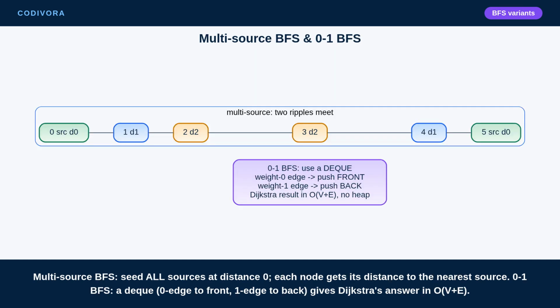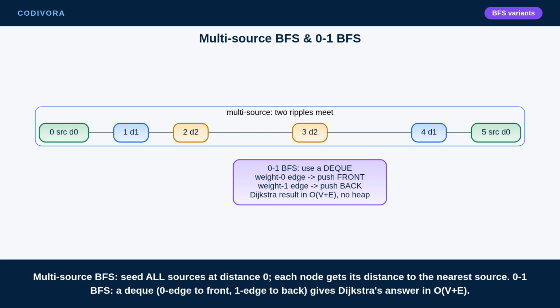Two quick BFS variants worth knowing. Multi-source BFS changes just one line. Instead of one start, you put every source into the queue at distance 0. The rings then grow from all of them at once, so each node ends up with its distance to the nearest source. That is rotting oranges and walls and gates.